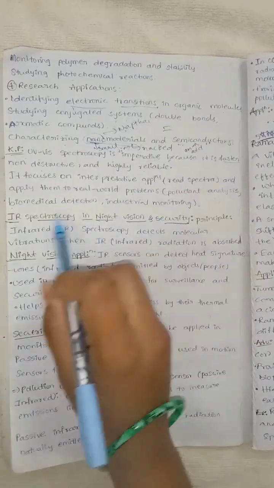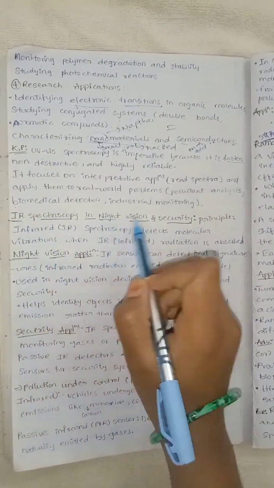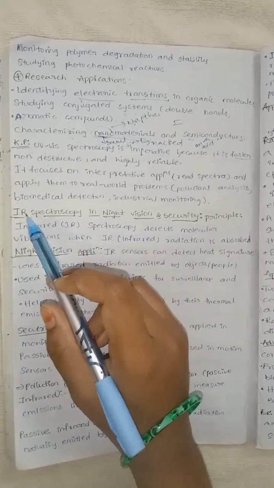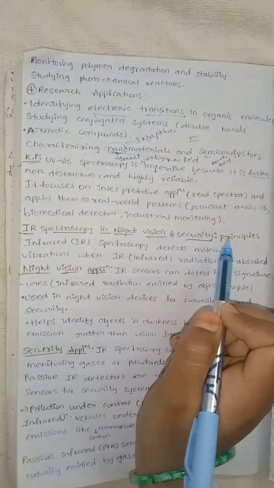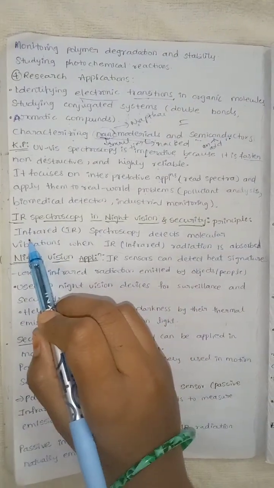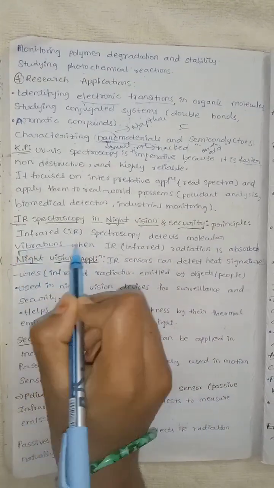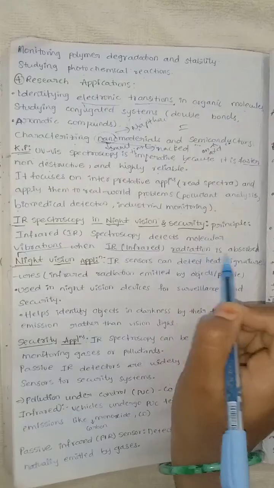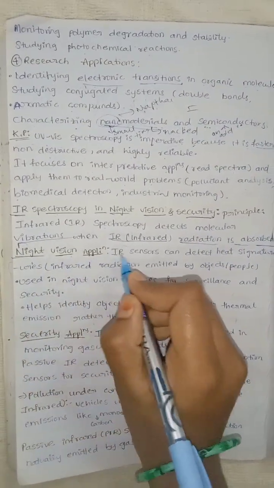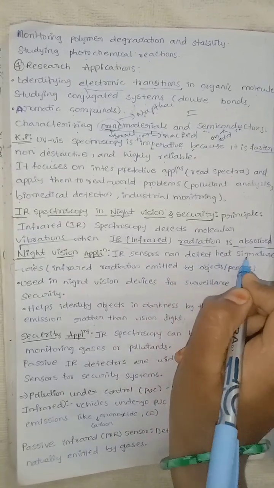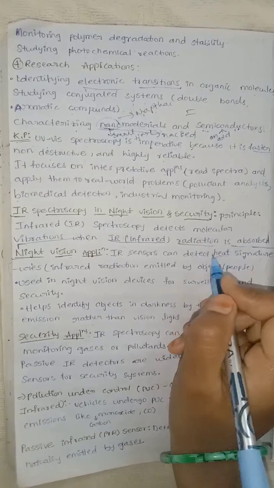and industrial monitoring. IR infrared spectroscopy in night vision and security. It is used in night vision for seeing purposes and for security purposes. Principles included in IR spectroscopy are detecting molecular vibrations. Infrared radiation is absorbed. Night vision applications: infrared sensors detect heat signatures, detecting how much heat there is.